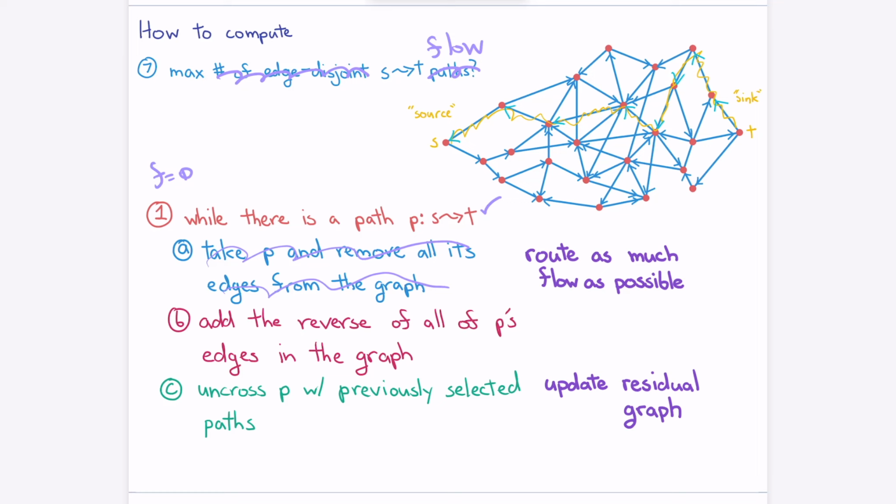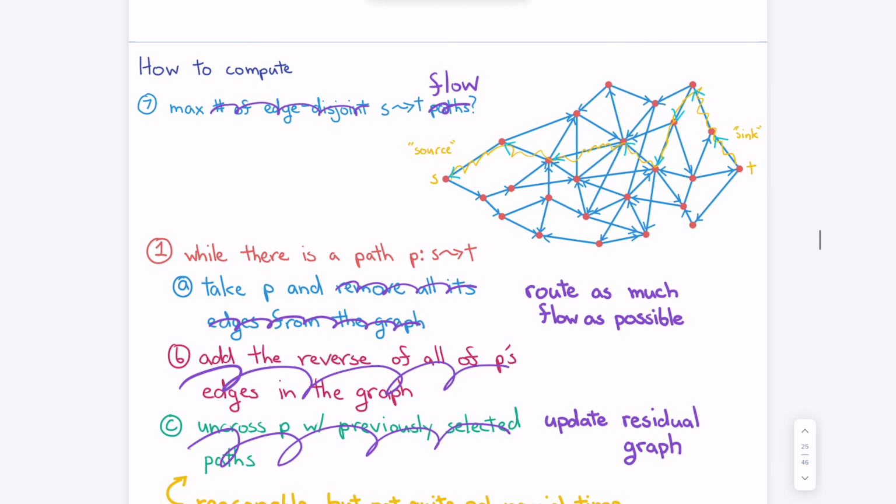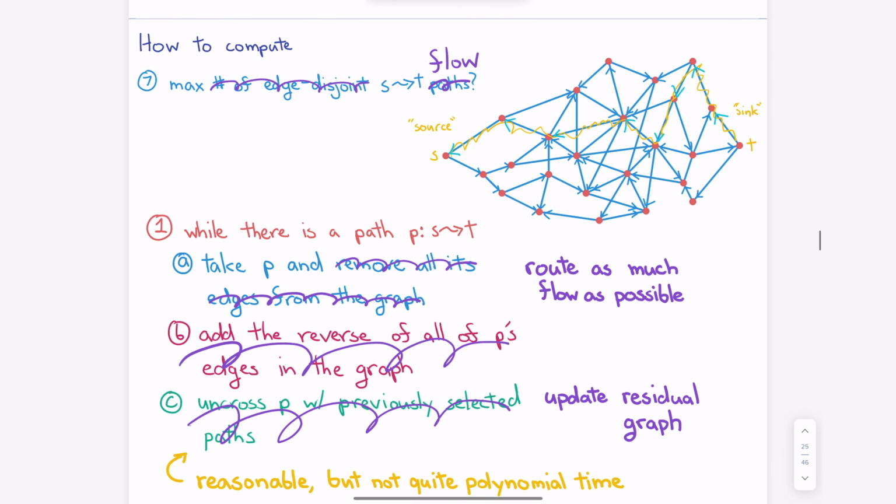And then instead of adding reverse edges, we'll do this fractional version where we update the residual graph. We'll add capacity in the backwards direction and subtract capacity in the forwards direction. Good. And we don't need to uncross anymore. We're not worried about paths. So we'll do something like this. Now this is quite reasonable, and if it terminates, it'll be correct, by what we've already done. But it might not be polynomial time.